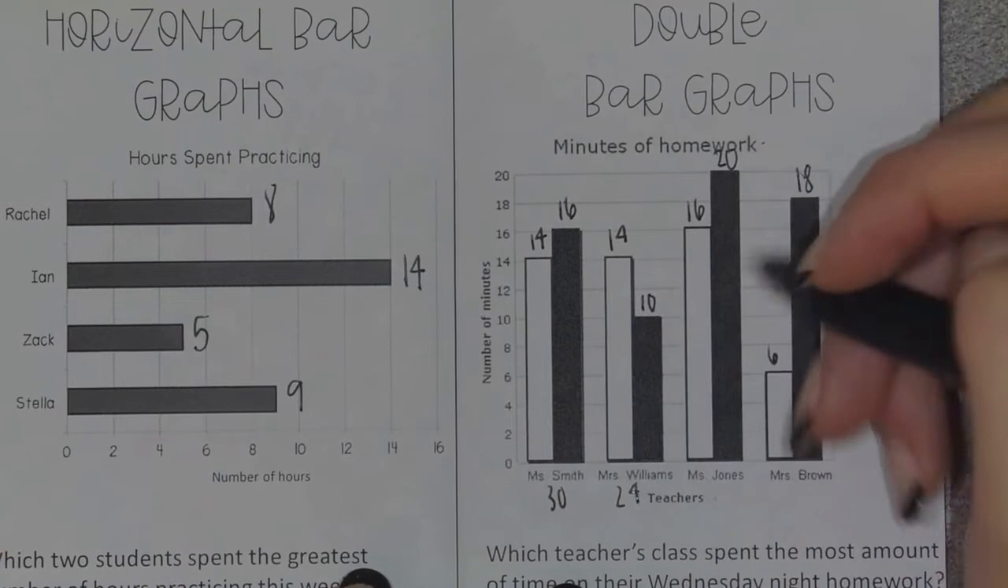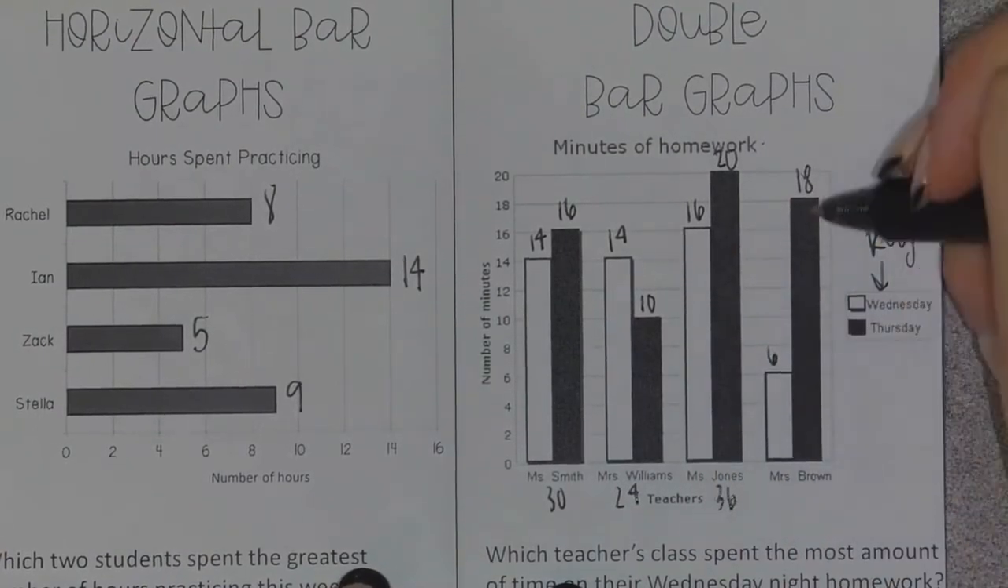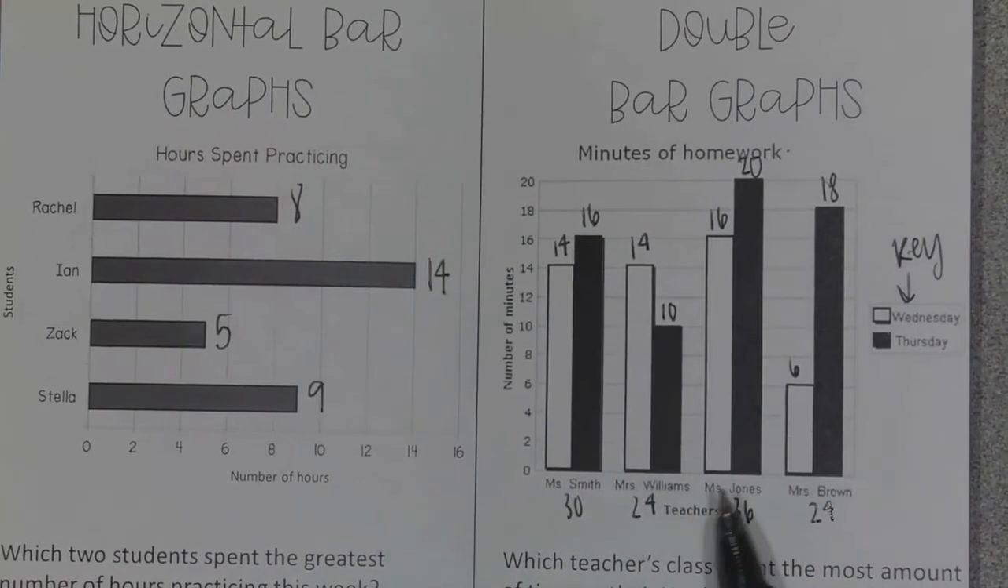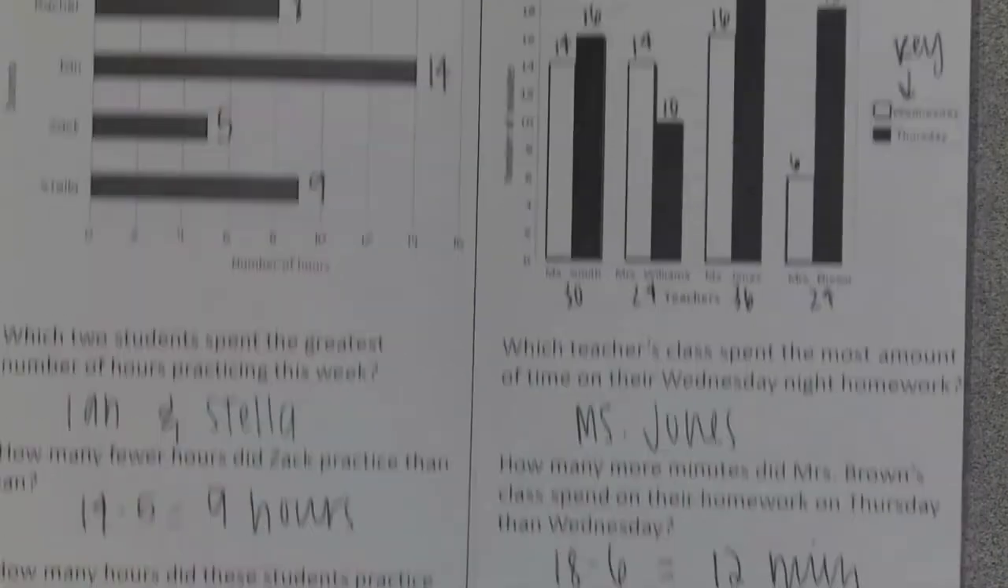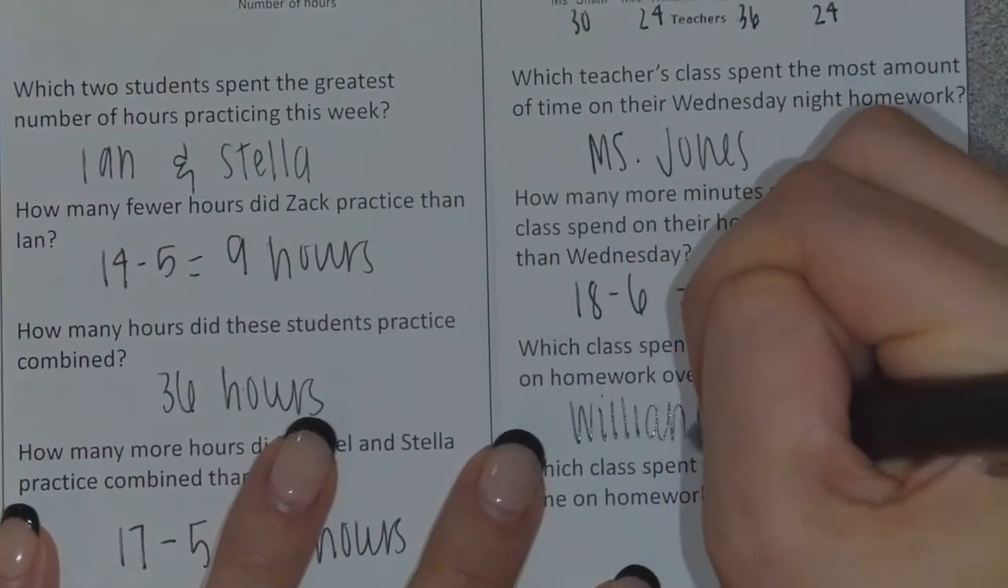Miss Jones, 16 and 20 would be a total of 36. And Miss Brown, 6 and 18 would be a total of 24. So it looks like Miss Williams and Miss Brown both had 24 minutes. So both of their classes spent the least time.